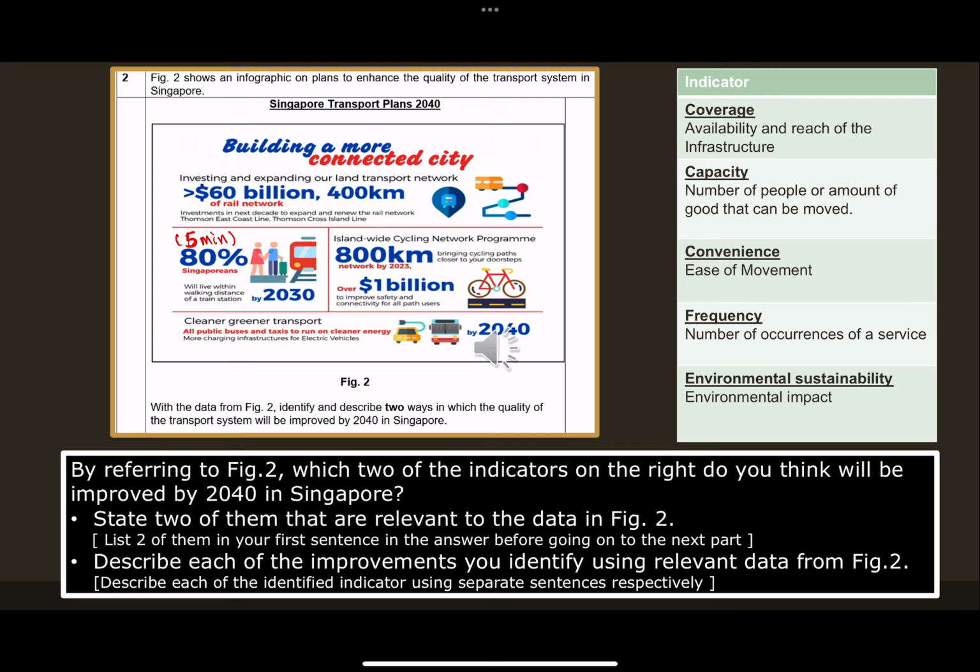Now let us look at how such a question may be asked. This was a question in the end of year paper in 2022. Take some time to look at the figure.